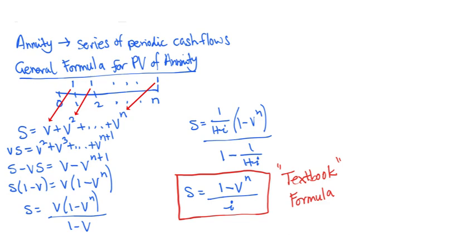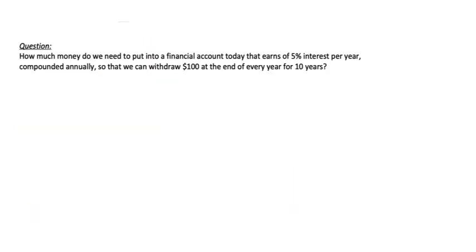Now let's apply this to our financial problem. Once again, we are interested in knowing how much money we need in a bank account that earns 5% interest per year compounded annually, so that we can withdraw $100 at the end of every year for 10 years. It's very important to set up the timeline correctly, where each cash flow needs to be connected to a point in time. Here's the first $100 being withdrawn at the end of year 1. Here is the second $100 at the end of year 2, and so on, with the last withdrawal of $100 occurring at the end of year 10.